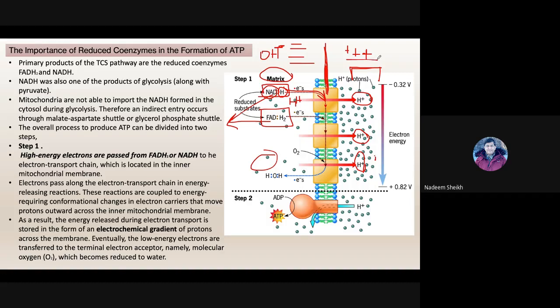One is the electrical gradient and the second one is the pH gradient. So these two gradients collectively build up a force which is called PMF, proton motive force. This force is responsible for pushing these protons back to the matrix. Is it clear up to here?